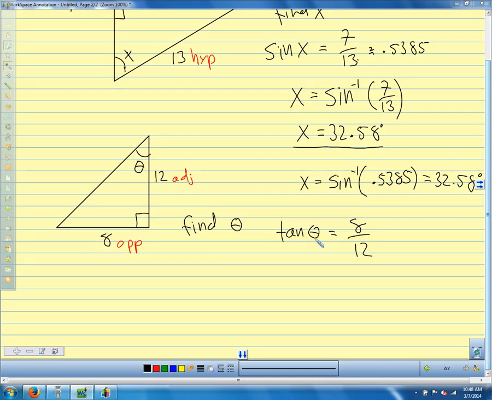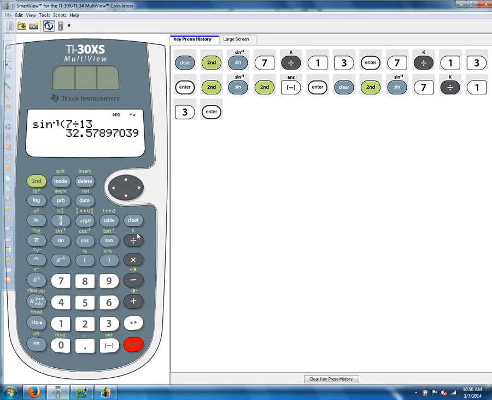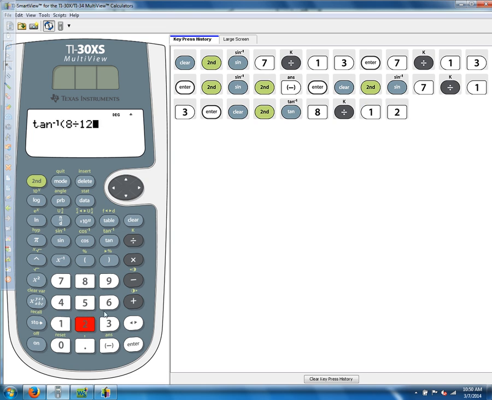And what I need to do now is use inverse tangent. Theta equals the inverse tangent of 8 divided by 12. I'm going to go to my calculator and plug that in. Inverse tangent is up here. 8 divided by 12. Enter. And I get 33.69 degrees.